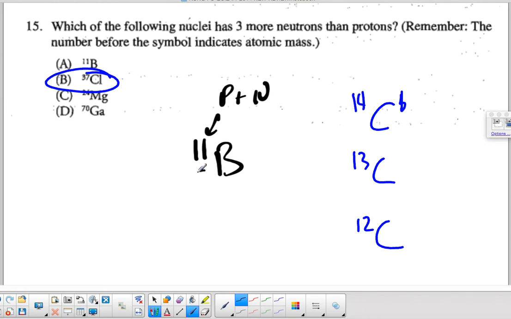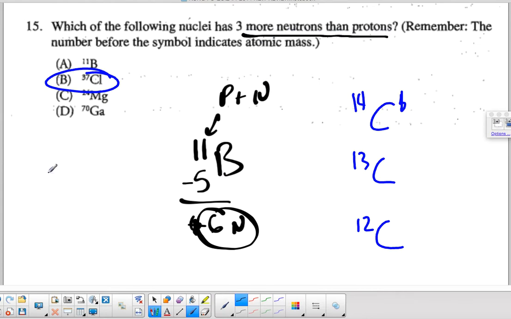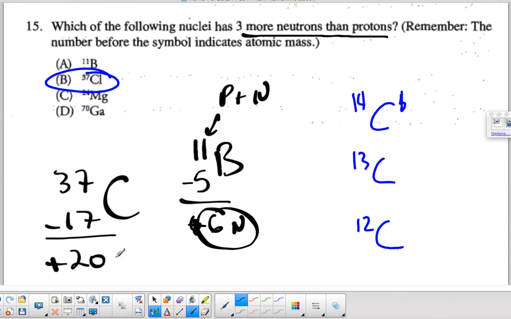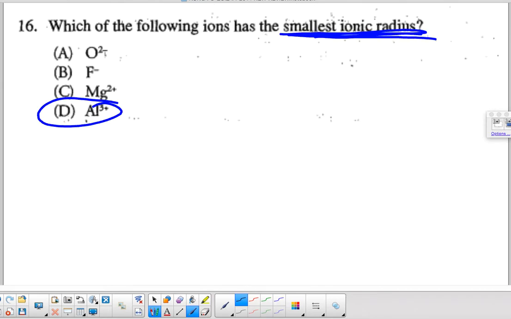So then we take its atomic number, which is 5, and subtract it: 11 minus 5, I get 6 neutrons. So when it asks you have 3 more neutrons than protons, then I do chlorine. Chlorine has 37 for our mass number. That's protons and neutrons. Its atomic number is 17. Subtract that, I end up with 20. Well, I have 3 more neutrons than I have protons. That's the difference between them. That's why B is the correct answer. 16.